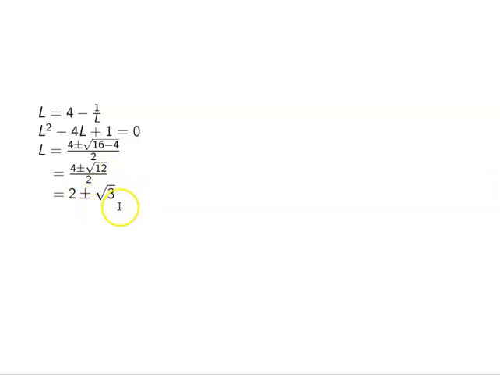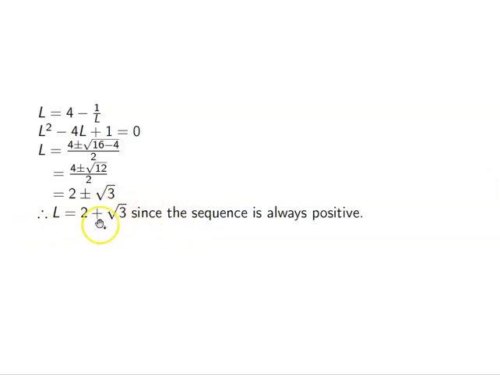Root 3 is a little bit more than 1. It's like 1.4 something or 1.7 something. I don't remember. But this is always positive, so we're going to stick with the positive term here. Okay, so it's always positive, so we use the largest value. So this is my limit of my sequence.